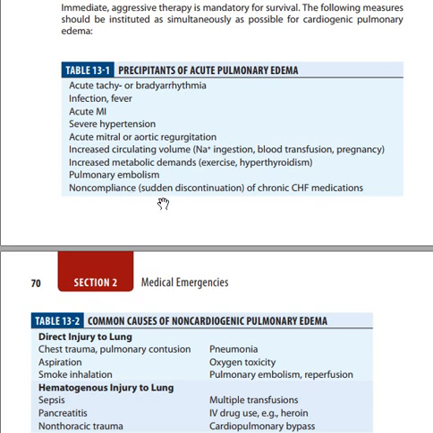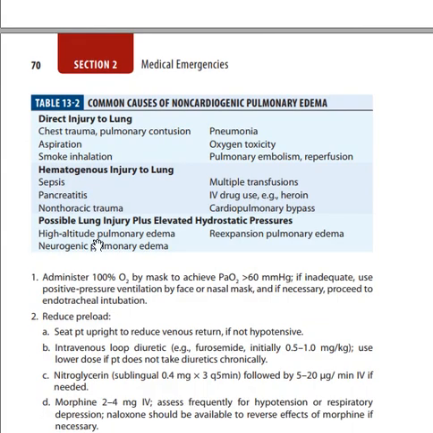So the next one: in case of an increase in preload, you have increased circulating volume, like sodium injection, blood transfusion, or pregnancy. You have increased metabolic demands that are going to increase the heart rate, like hyperthyroidism and exercise, and you have non-compliance with medication.